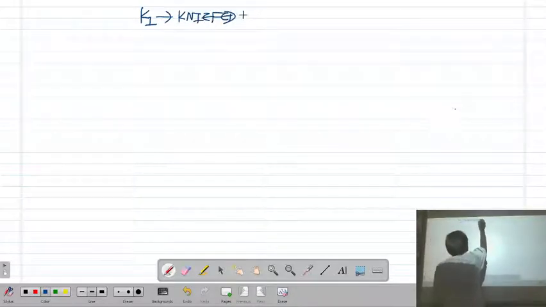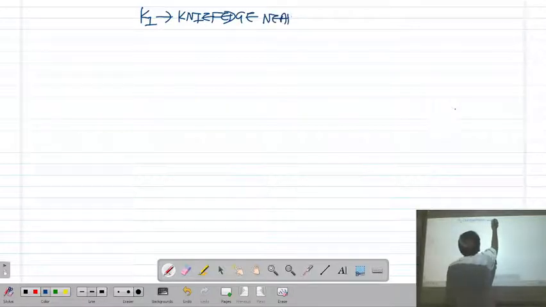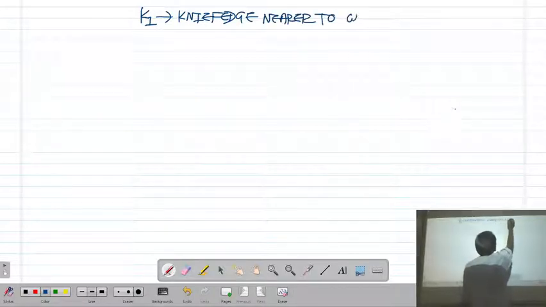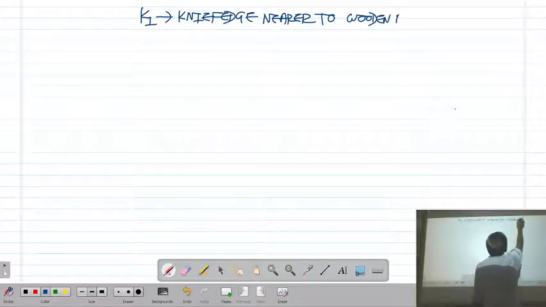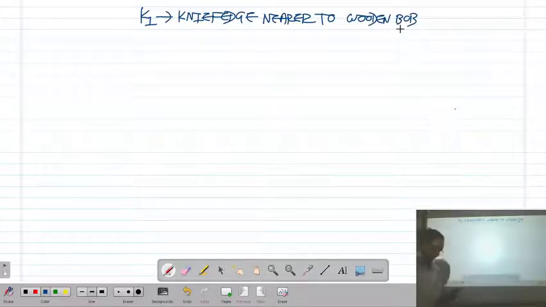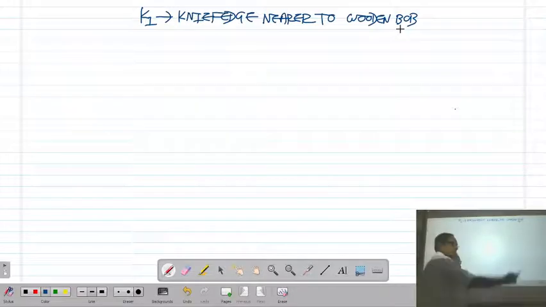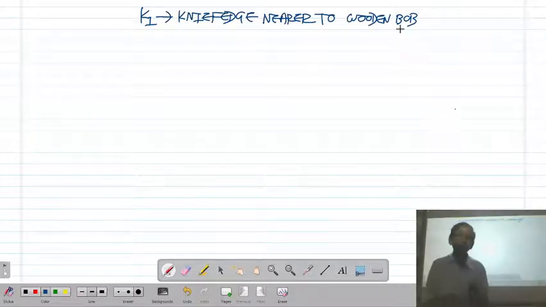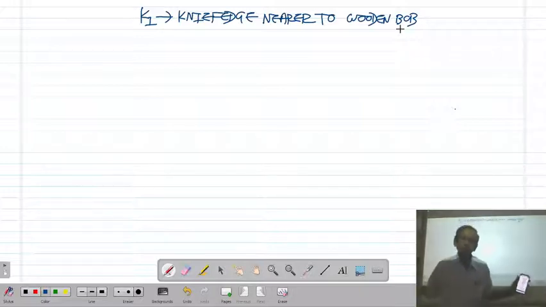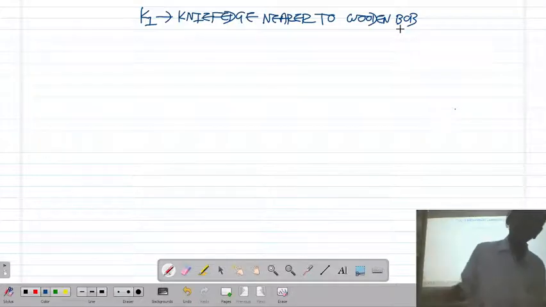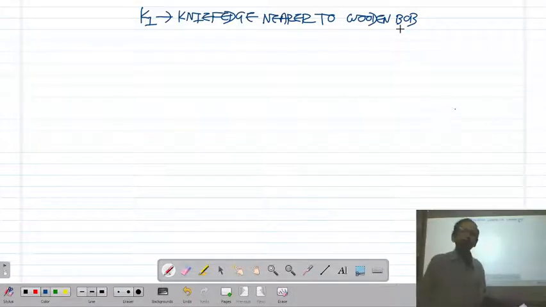You know very well, K1 is the knife edge nearer to the wooden block. This we have discussed already. Once again I explain: Kepler's pendulum consists of a long rod of approximately 1 meter length or more, and then there are two knife edges, K1 and K2, and two blocks.